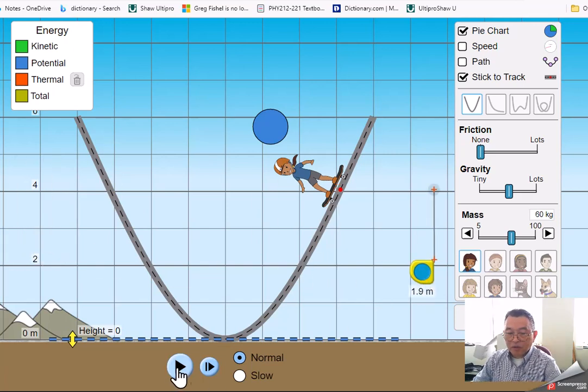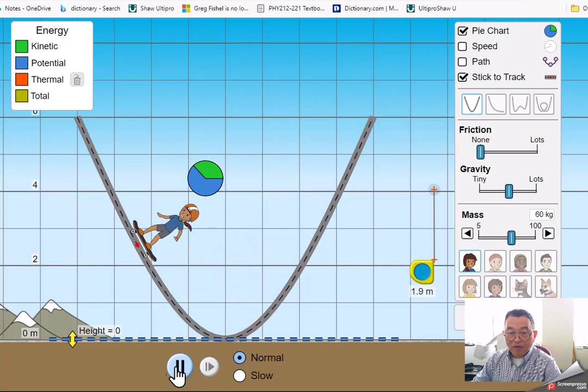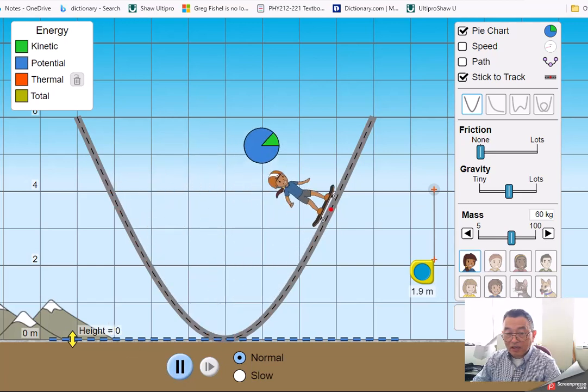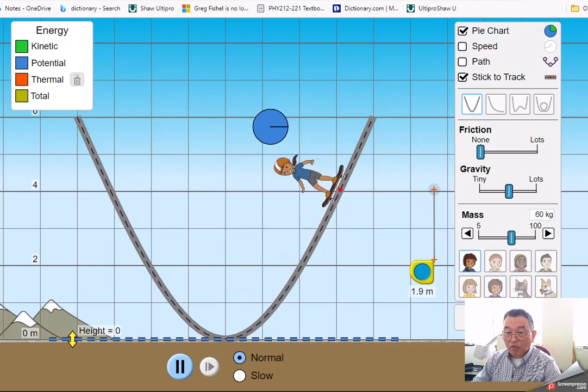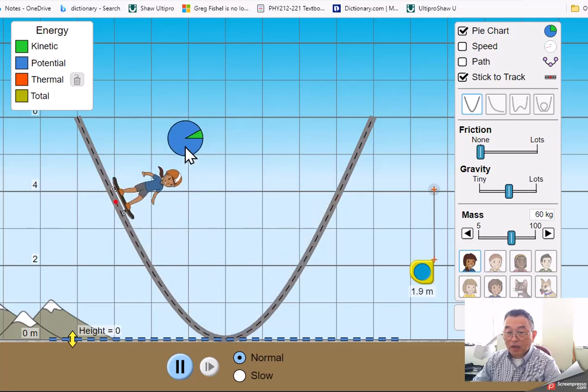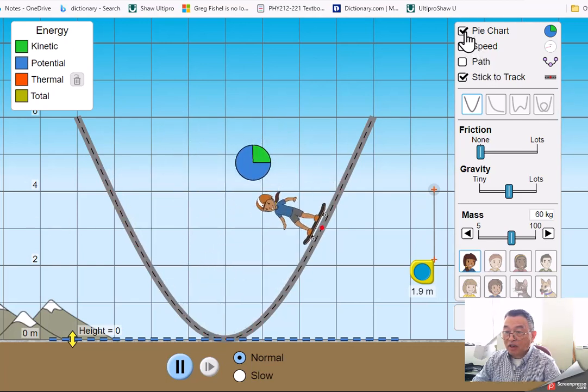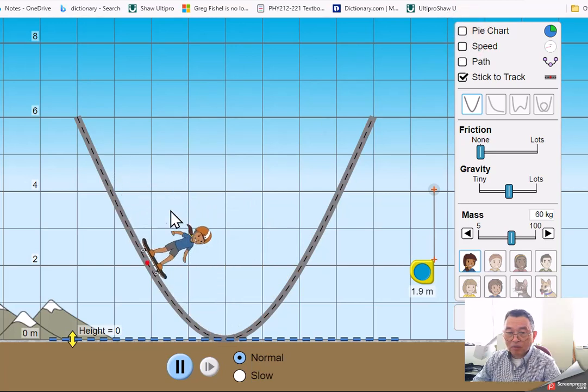If you do the simulation, you see when it's moving, the kinetic energy and potential energy are both changing in real time. If you don't like the pie chart, you can click here, so the pie chart will disappear and you only see the energy bar. Whatever you see, the total energy never changes. When the kinetic energy goes up, the potential energy goes down, and vice versa.